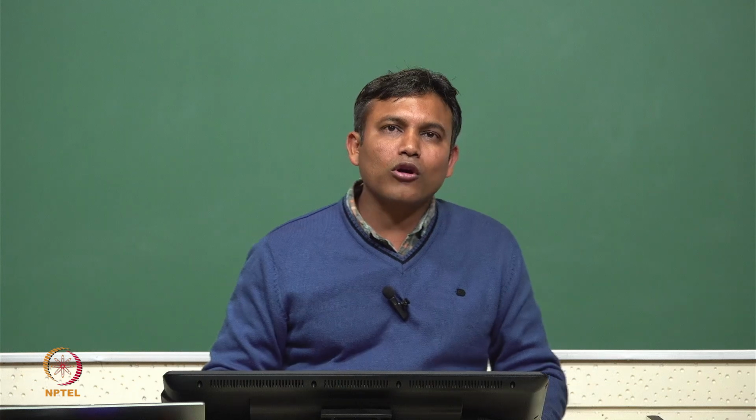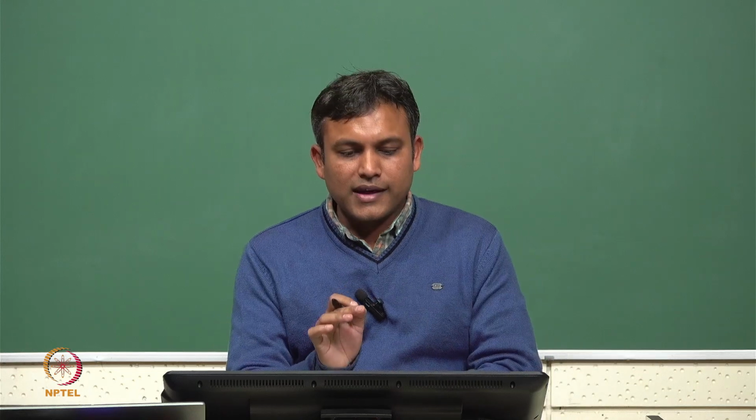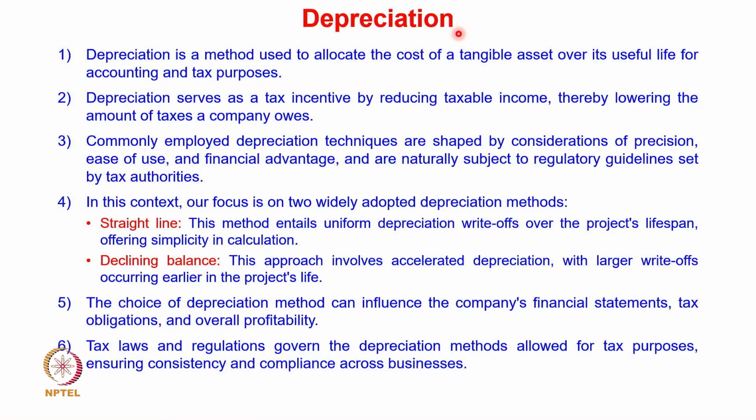Now let's look at some more concepts, and then we will go back to the example. There is something called depreciation. Now this depreciation is very important, particularly for the cost calculation purpose. Depreciation is a method used to allocate the cost of a tangible asset over its useful life for accounting and tax purposes. You can see that depreciation serves as a tax incentive. This is very important. You can calculate the depreciation, and you can use that as an incentive by reducing the taxable income, thereby lowering the amount of taxes a company owes.